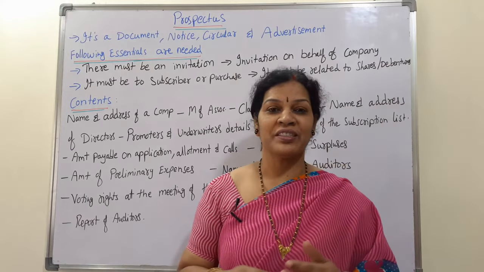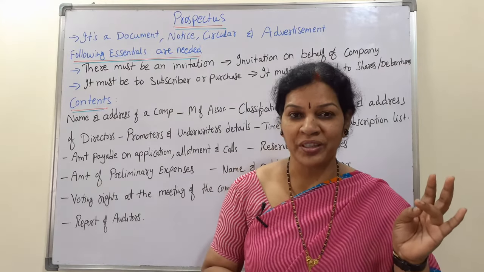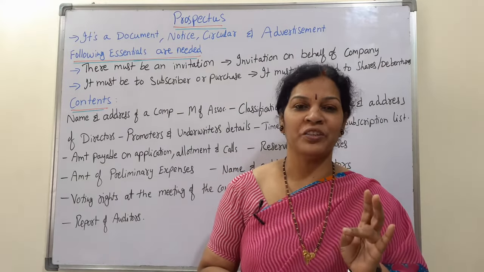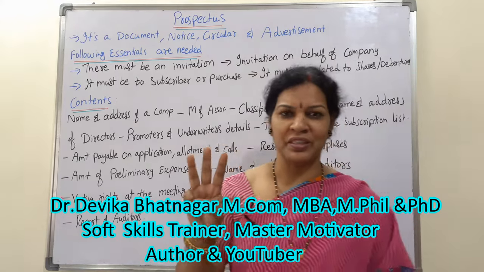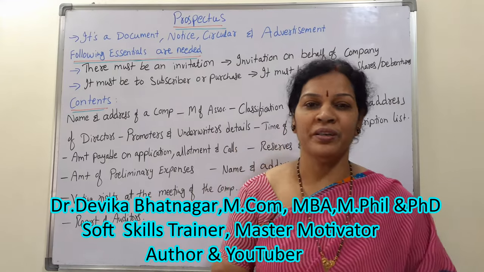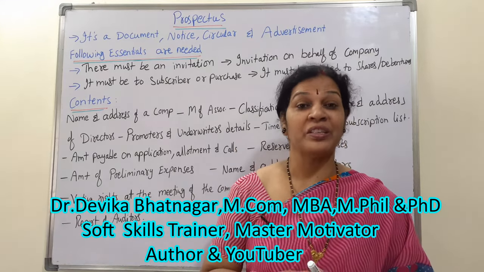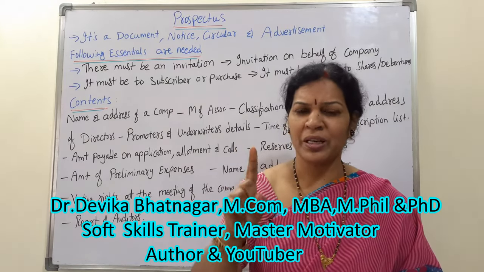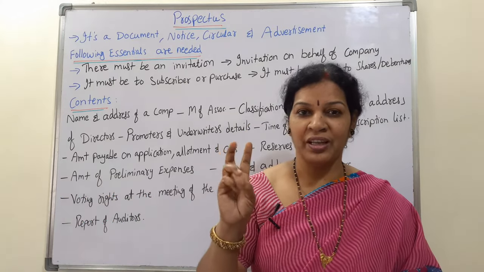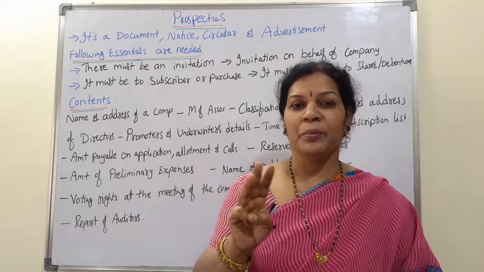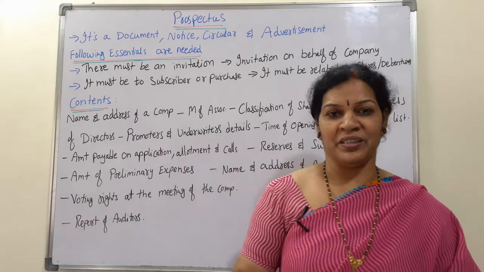So today we are discussing the third important document of every company, that is the prospectus. We have discussed the other two documents; in total, three documents are there for every company, for incorporation, for registration. The first document was the Memorandum of Association, the second one Articles of Association, and then the Prospectus. Prospectus, what does it mean?